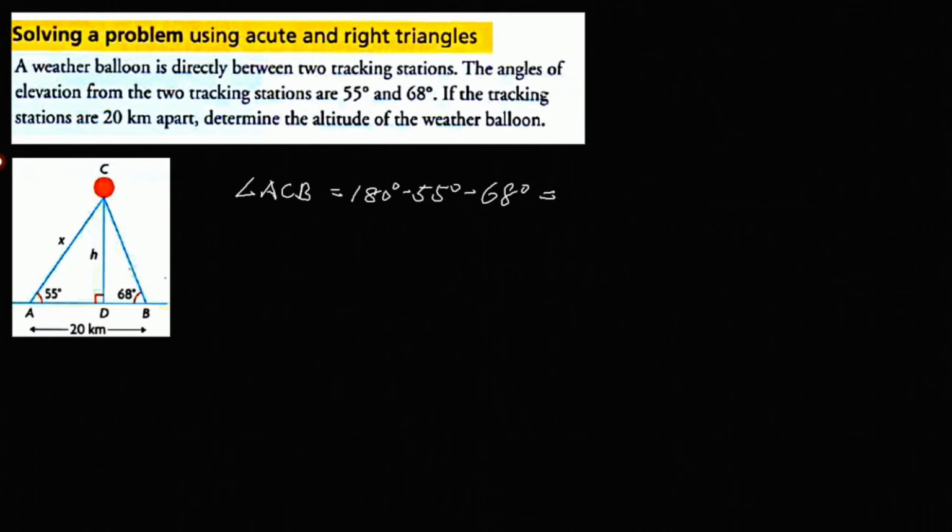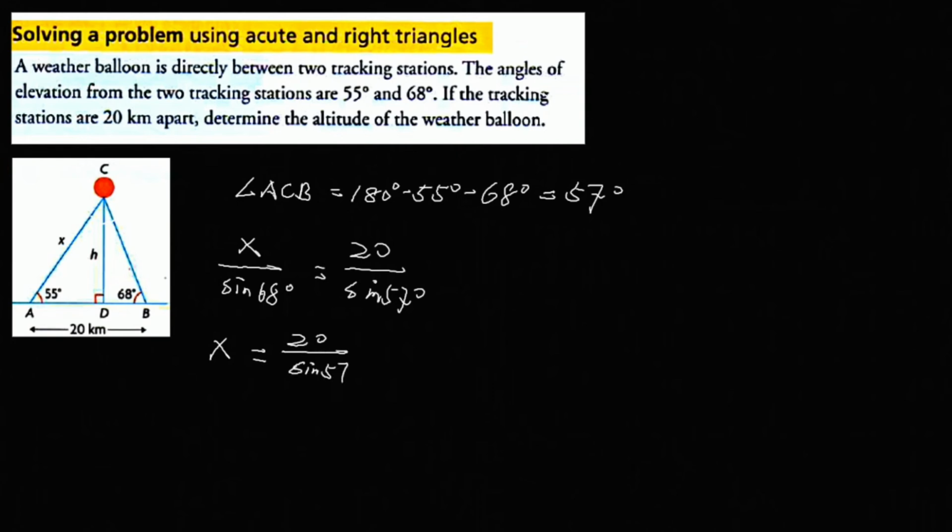So equals 57 degrees. Okay, so we know this is 57, right? So this is X. So we use the sine law. X over sine 68 equals 20 over sine 57, right? So we use this side with this angle and this side with this angle. Multiplying both sides by sine 68 degrees, X equals 20 over sine 57 degrees times sine 68 degrees.